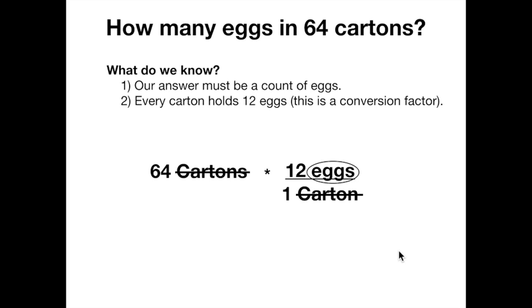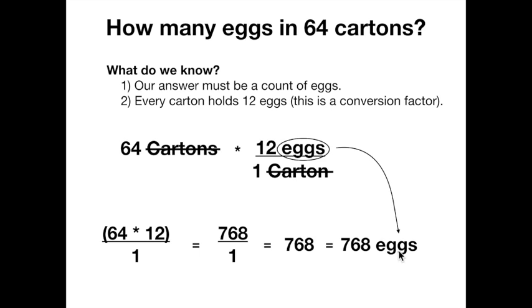Perfect. So if we know that our units are correct, which we just did by canceling out cartons and seeing that we only have eggs remaining, that satisfies part 1, we can be pretty confident that our math will follow and also be correct. So let's just go through and do our math. It's going to be set up like this.